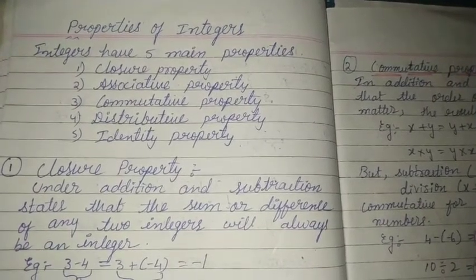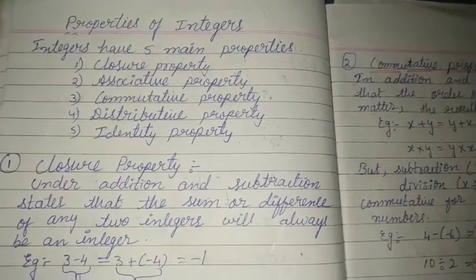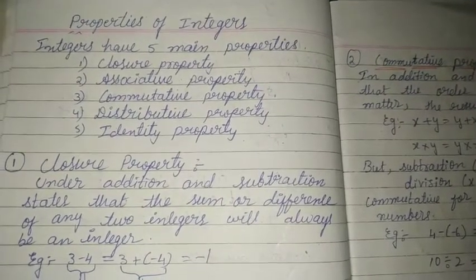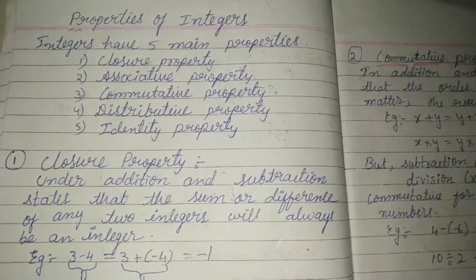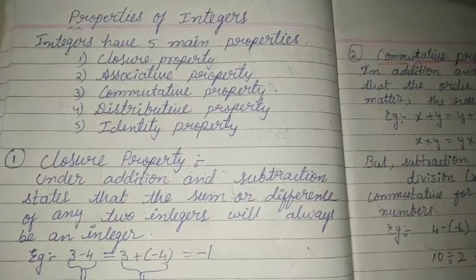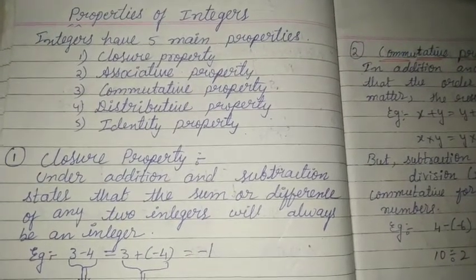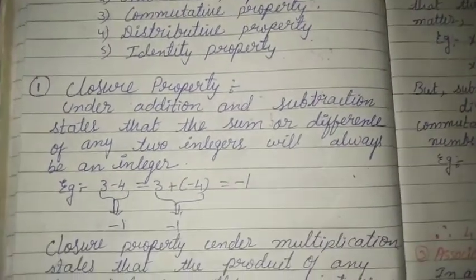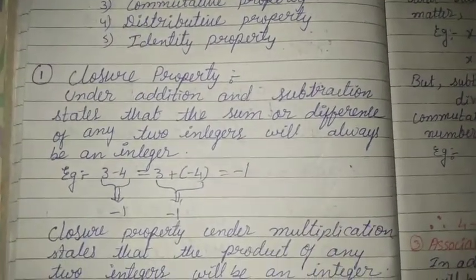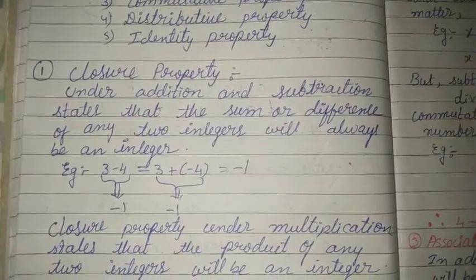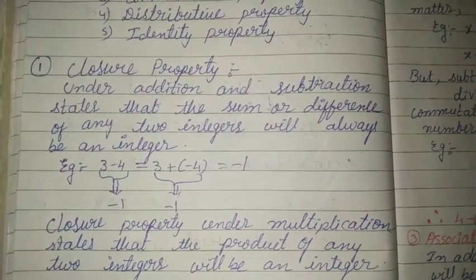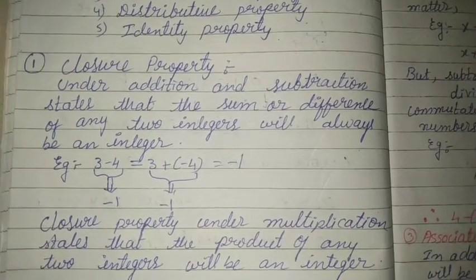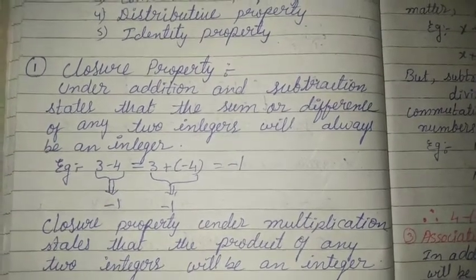Today I am going to discuss properties of integers. Integers have 5 main properties: closure property, associative property, commutative property, distributive property, and identity property. First one is closure property. Under addition and subtraction, it states that the sum or difference of any two integers will always be an integer.